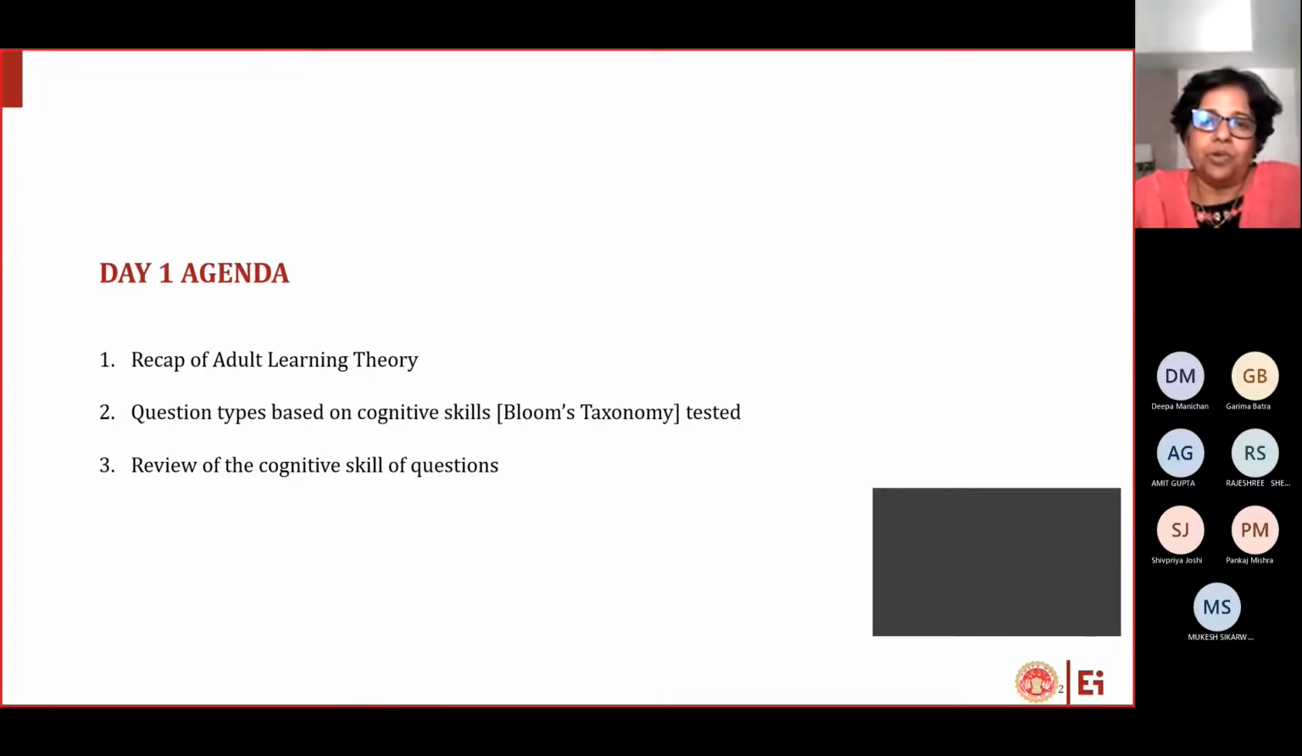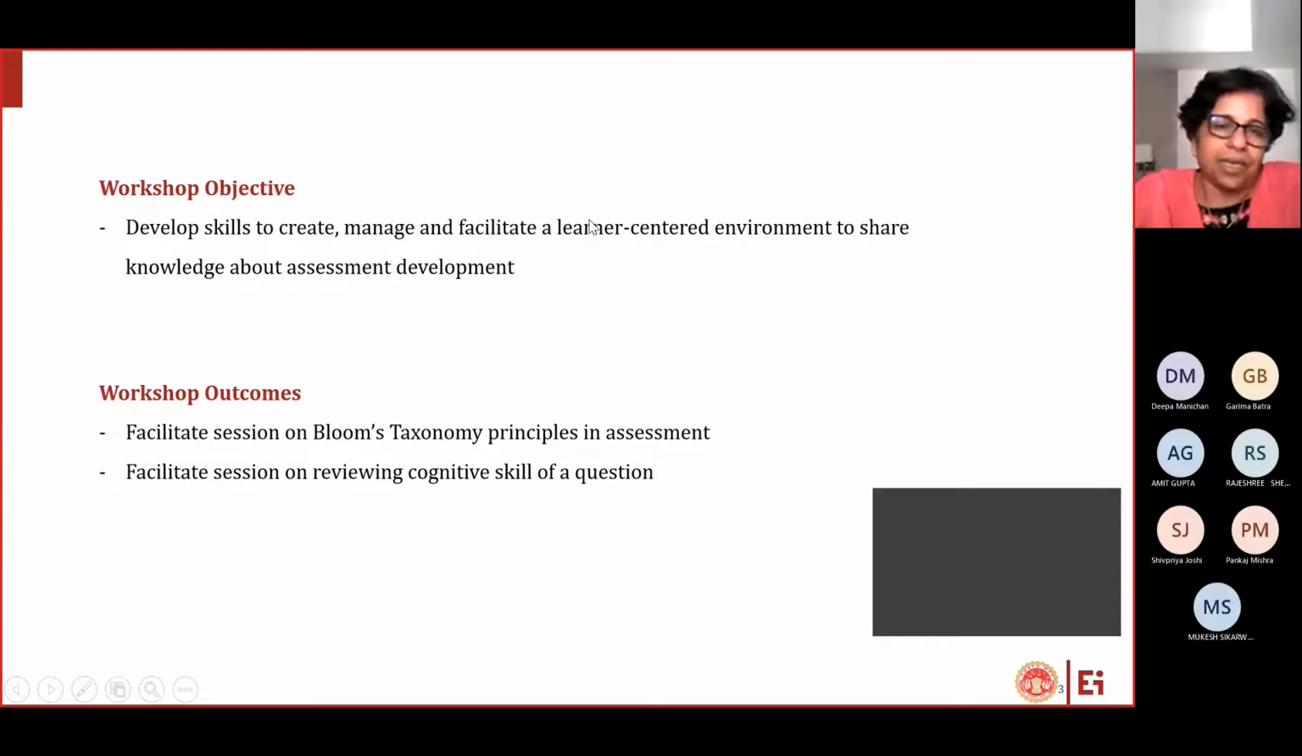So we will go through Bloom's taxonomy in great detail today, and we will also review questions based on Bloom's taxonomy. So that will be the agenda for today. The objective, like last time, is for you to develop skills to create, manage, and facilitate a learner-centered environment, so that you can share your knowledge of assessment development statewide with teachers. So that will be the key objective.